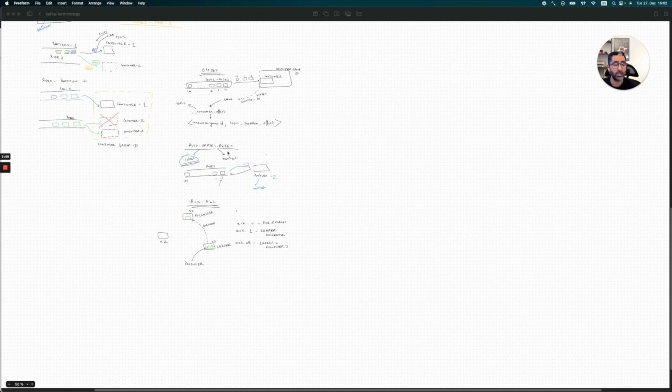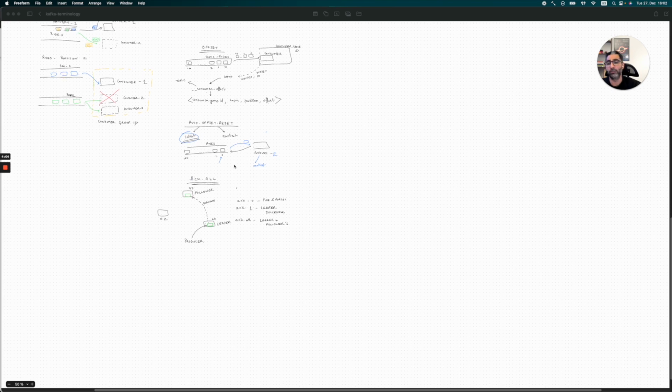Latest is the default, and basically anytime your consumer group ID or a new consumer group ID attaches to a particular topic, it will by default always read from the latest message. So anything which is produced after you have introduced yourself.